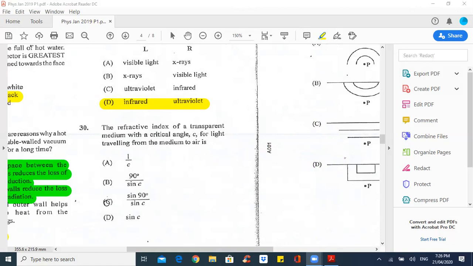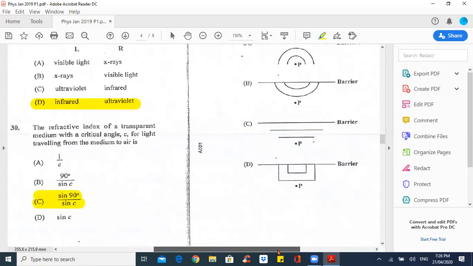So your answer should be C for this. Sine 90 over sine C, which is the same thing as 1 over sine C.